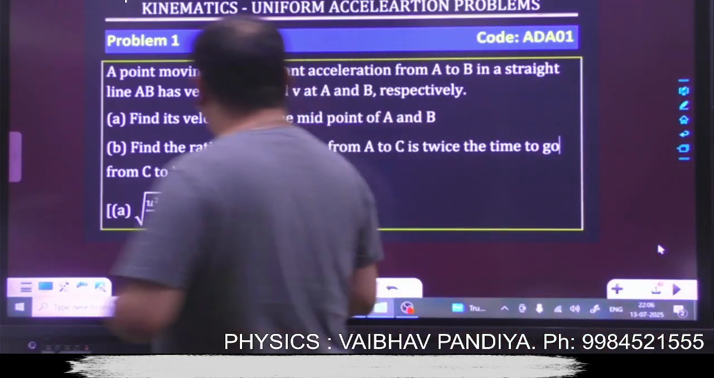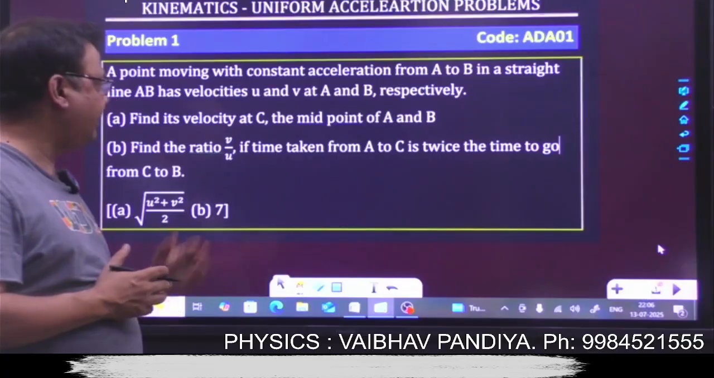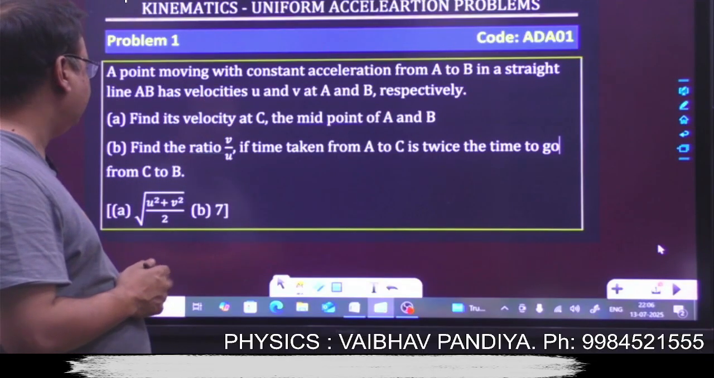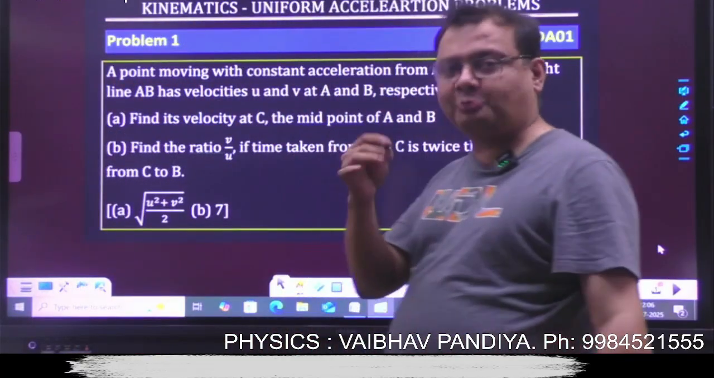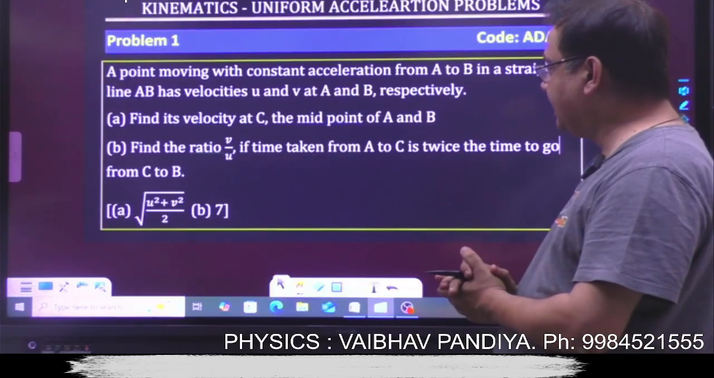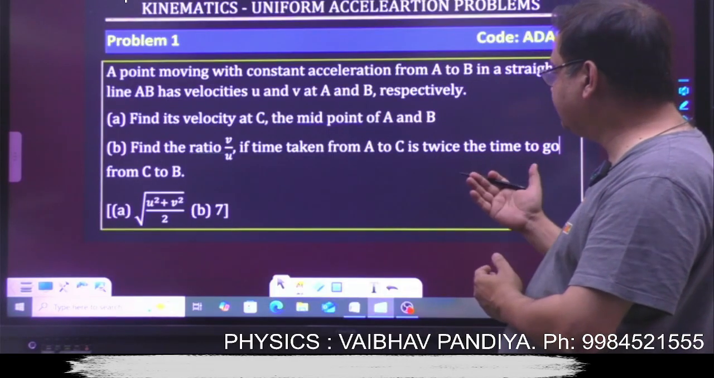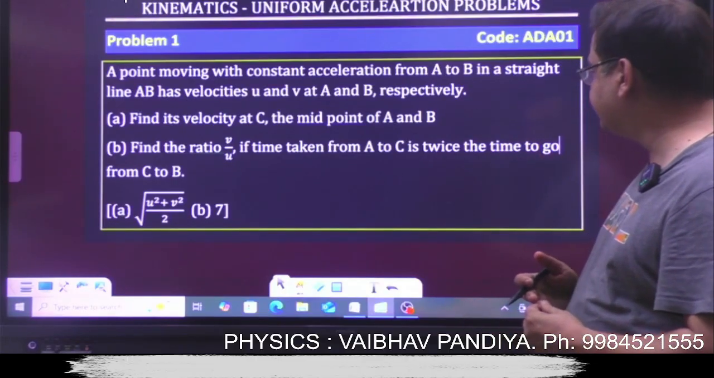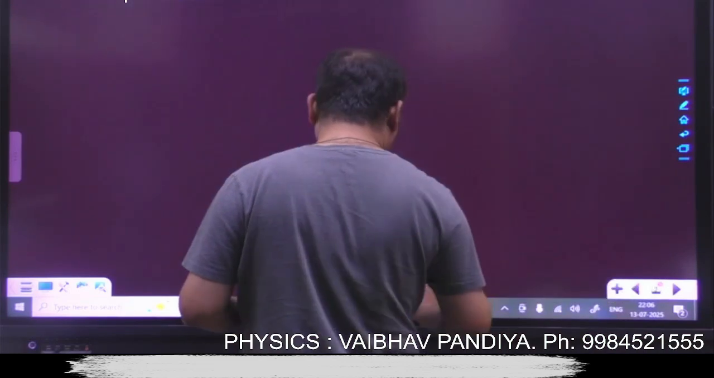Problem 1. A point moving with constant acceleration from A to B in a straight line AB has velocities u and v at A and B respectively. Now see, the problem has two parts. The first part is to find the velocity at a point C, where C is the midpoint of A and B. And in the second part we have to find the ratio v by u, given that the time taken by the particle to go from A to C is twice the time to go from C to B. Okay. So let's see.